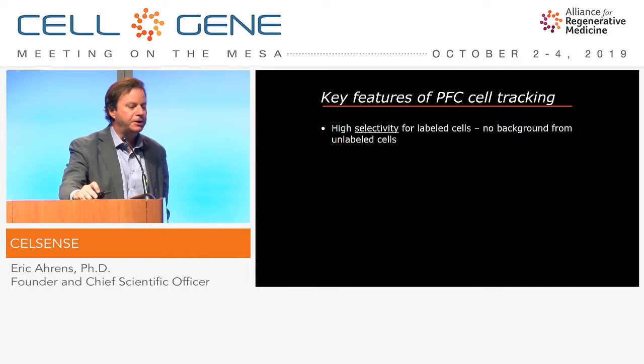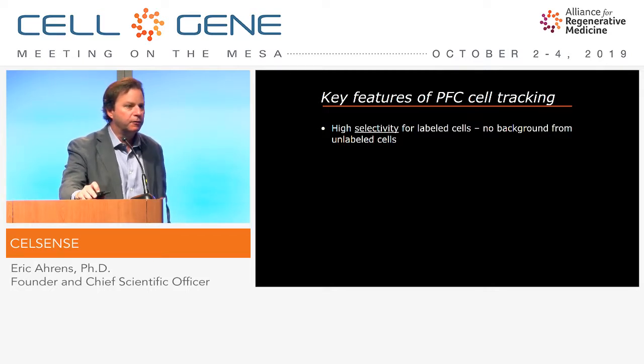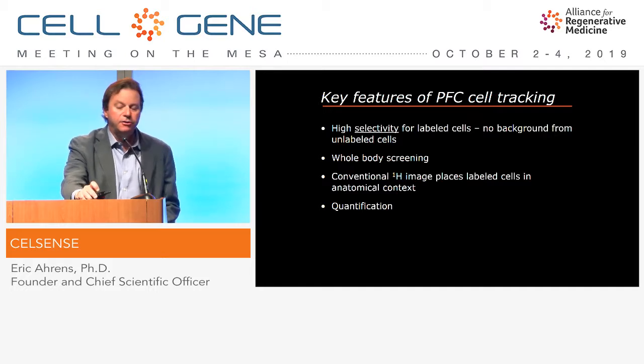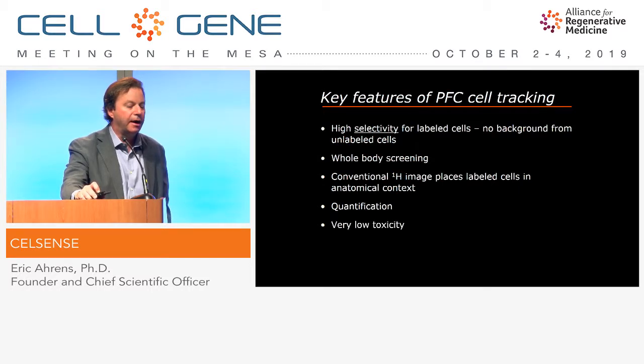So to summarize, key features of cell tracking: high selectivity for labeled cells, no background from unlabeled cells. The fluorine is not normally present in the body, so any signal that you see is what you put in. So there's really exquisite specificity for the cell labeling product. You can do whole body screening. Conventional proton images place the hot cells in the anatomical context. You can do cell quantification, which is really a major advance over prior art in MRI. Very low toxicity is associated with these probes, and it is amenable to clinical use.